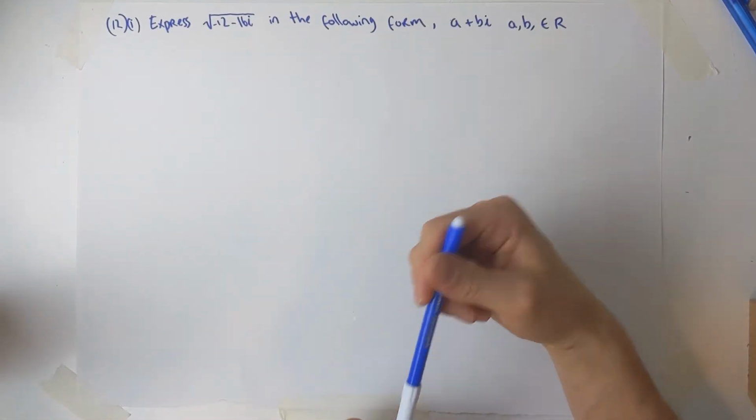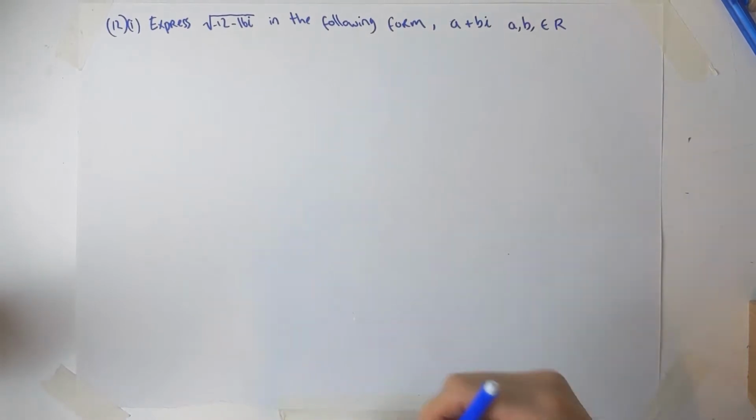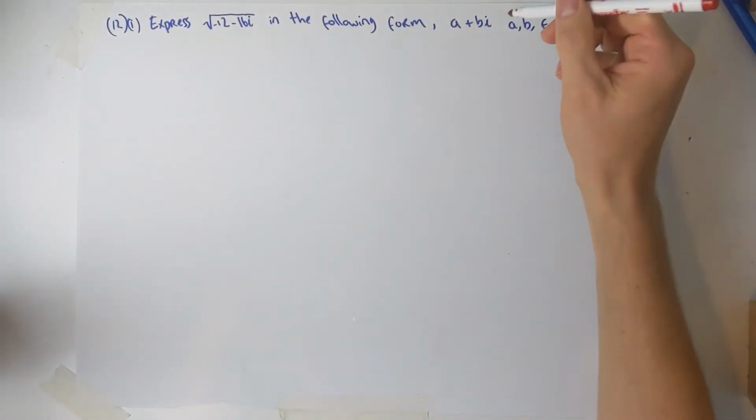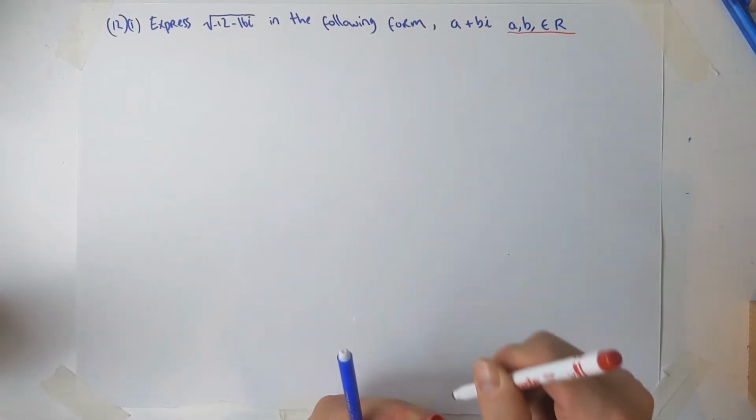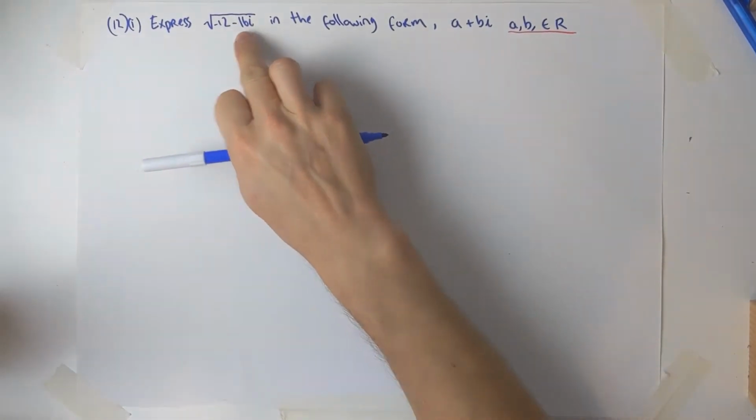So question 12: express the square root of minus 12 minus 16i in the form a plus bi, where a and b are real numbers. So again, keep that in mind as you're working towards the end of this question. You've got to express this in this form.